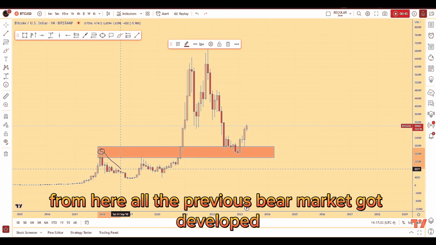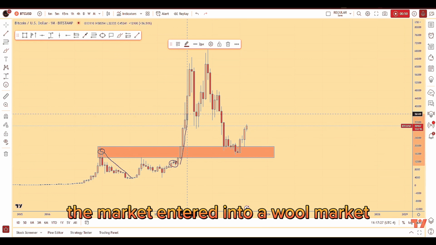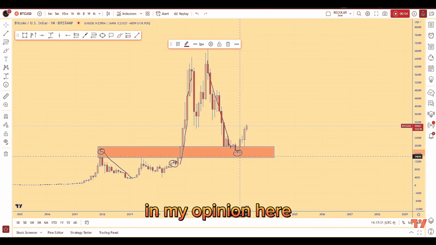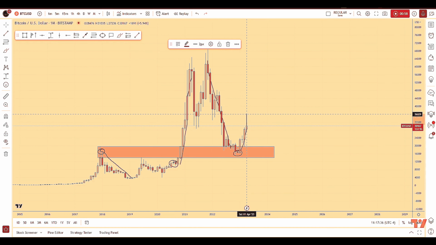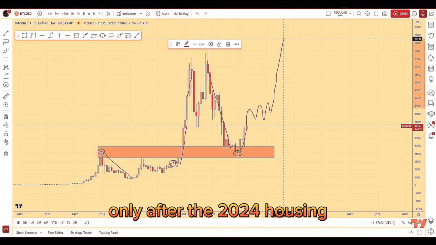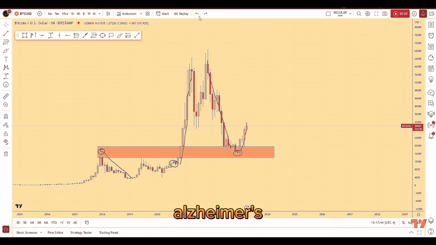From here, all the previous bear market got developed. Here we had the halving, the market entered into a bull market. Then we had the bear market, which ended, in my opinion, here. And now the market is continuing to the upside. Now, I do not expect the market to create new all-time highs before 2024, only after the 2024 halving. Only at that point expect the market here to print new all-time highs.